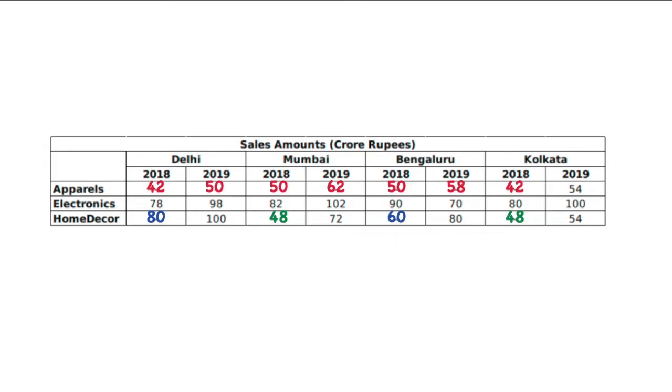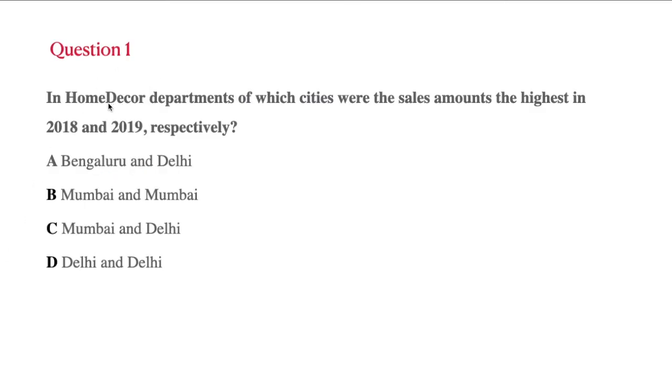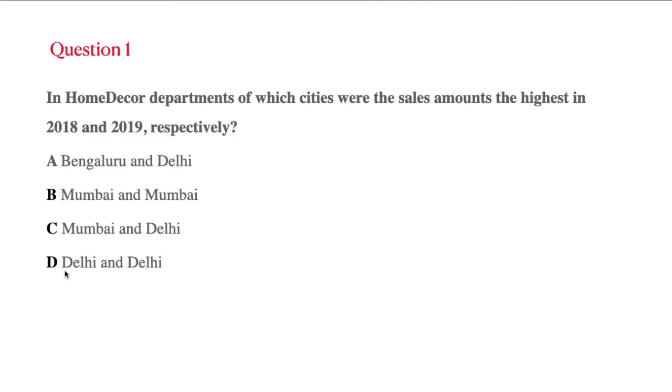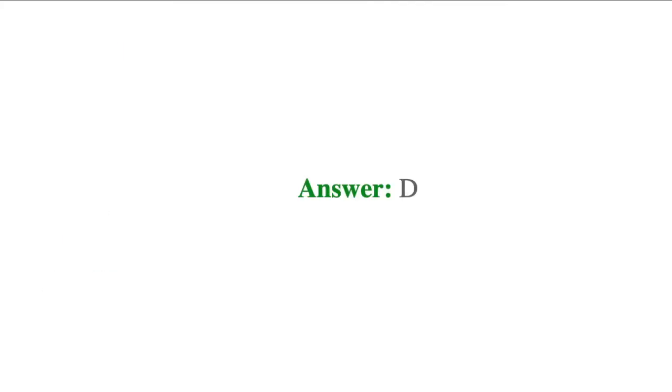Okay. Now, let us go. The first question is: in the home decor department, in which cities was the sale amount highest in 2018 and 2019? Now we are concerned with home decor, right? In home decor, 2018: 48, 60, 48, 80. So the highest is Delhi for 2018. As for 2019: 100, 72, 80, 54. Delhi is also highest in 2019. So the answer would be Delhi and Delhi, which is option D. Yes, the answer is D.